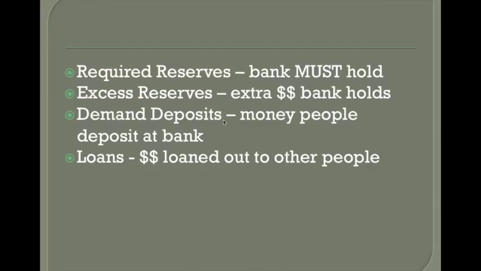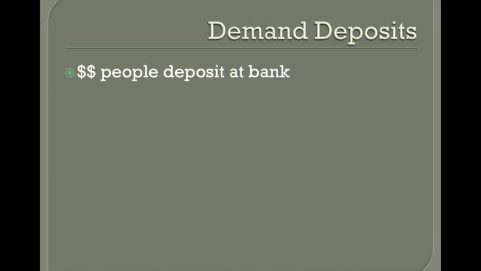Now the main things we're going to look at when we're looking at T accounts though are what are called the required reserves, the excess reserves, demand deposits, and loans. So let's get started. Demand deposits we talked about, that's money that people deposit at a bank, and it's a liability for the bank. They would have to pay it back to the person if the person asked for it, so they owe it to the person. That's why it's a liability.